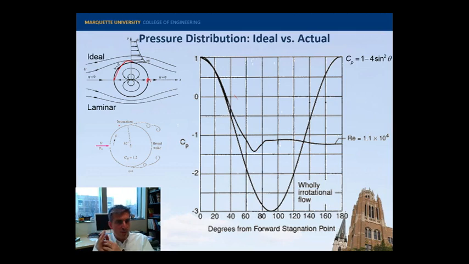Flow doesn't want to go into a positive pressure. It likes to go from positive pressure to negative pressure. So when it is forced to go into a positive pressure, we call that an adverse pressure gradient, right? So the flow resists that. So as a result, what happens is that somewhere along the line it separates, right?